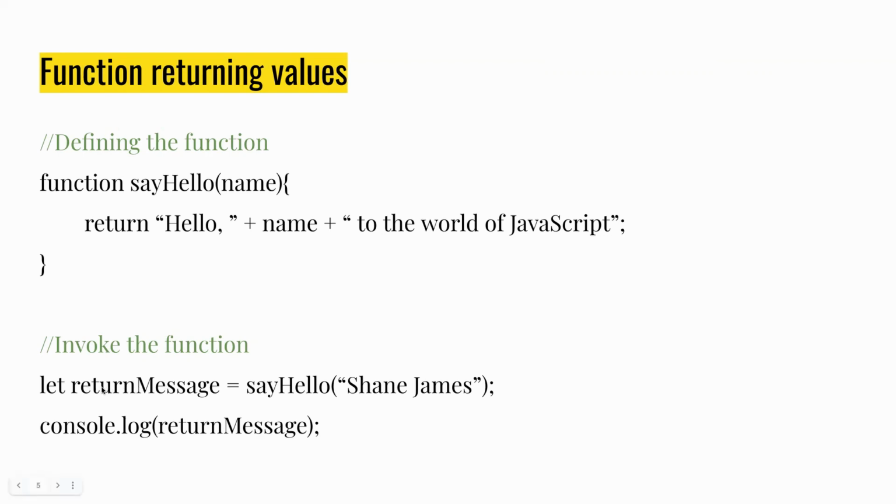And then whatever value is returned, I'm storing that in a variable called return message. And then I'm doing a console.log. So it will basically print the same thing: Hello, Shane James to the world of JavaScript. But here, instead of printing the statement within the function, I'm returning the value, storing the value in this variable, and then I am doing a console.log.